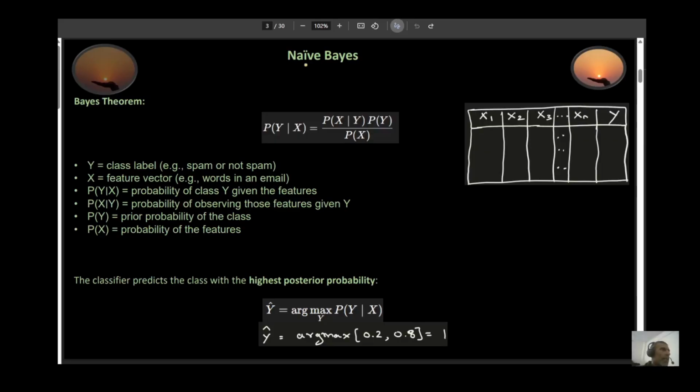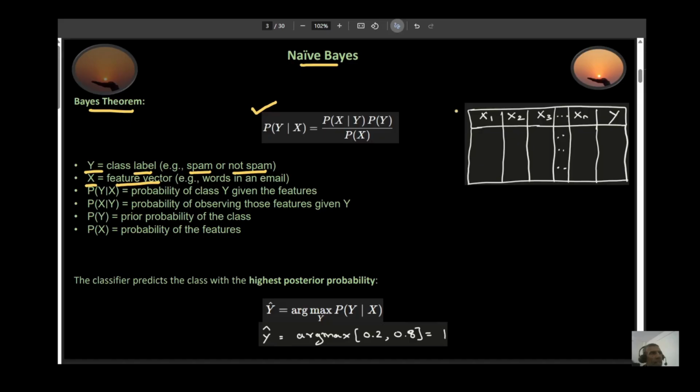Now, in order to understand naive Bayes, you have to understand the Bayes theorem first. So this is the mathematical formulation of the Bayes theorem. Here, from a machine learning perspective, your Y refers to your class label, for example, whether an email is spam or not. That's what your Y represents. It's an event. X, on the other hand, represents the feature vector, for example, the words in your email.